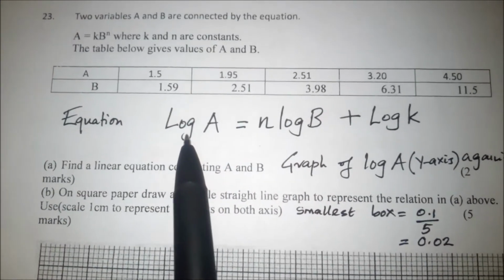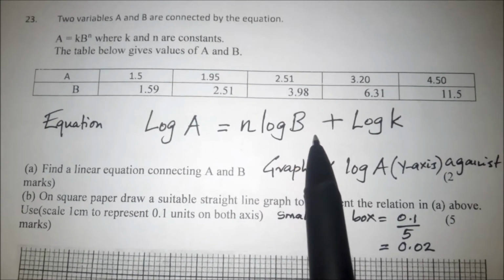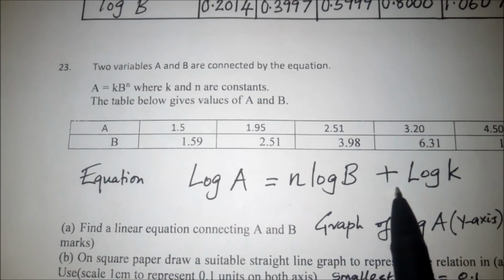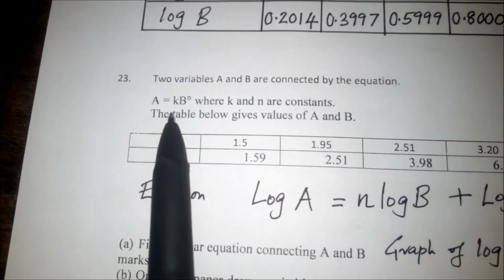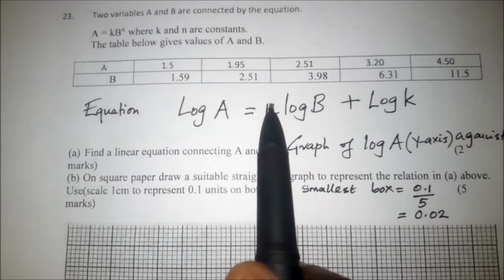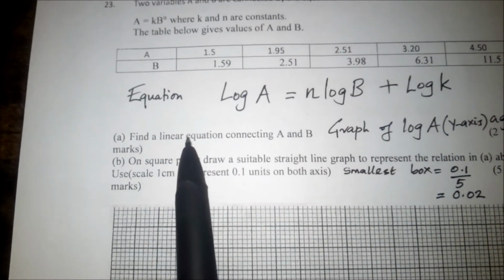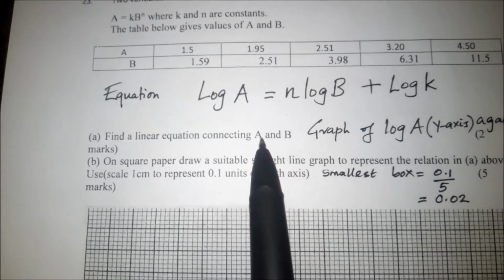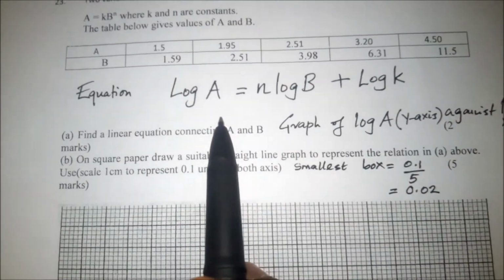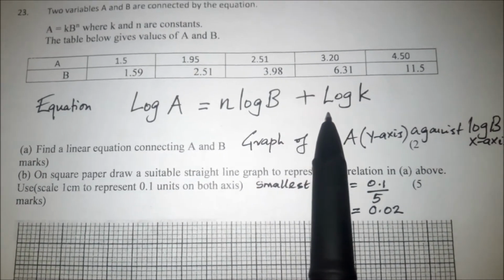So we shall have the logarithm of A equals n multiplied by the logarithm of B plus the logarithm of K. Remember, if numbers multiply, the logarithms add, and if we have a number to a power, then the logarithm is multiplied by that power. So this is the linear equation. In the first requirement, we are told to find a linear equation connecting A and B: the logarithm of A is equal to n logarithm of B plus logarithm of K.